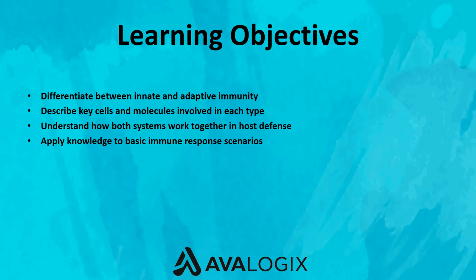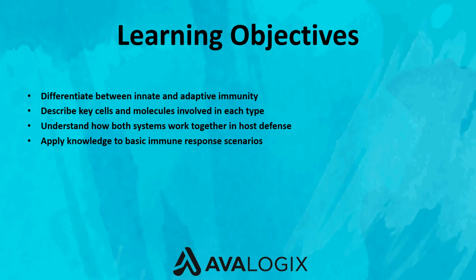And finally, the fourth objective, and maybe my favorite: we'll apply what we've learned to real-life situations. I'll walk you through scenarios like how vaccines prepare your immune system, why autoimmune diseases happen, and how both branches of the immune system reacted during COVID-19. We'll take all this theory and see how it plays out in health and disease.